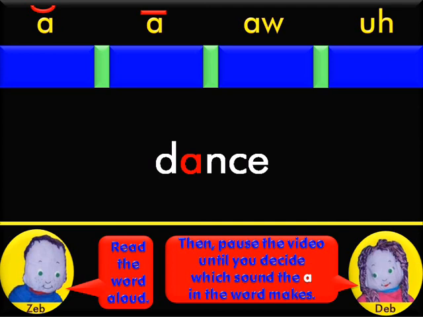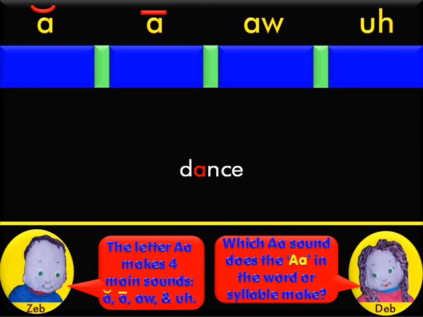Repeat after me. Dance. Which slot does it float into? Pause the video until you figure it out. Read the word with me. Dance. Which slot does it float into?